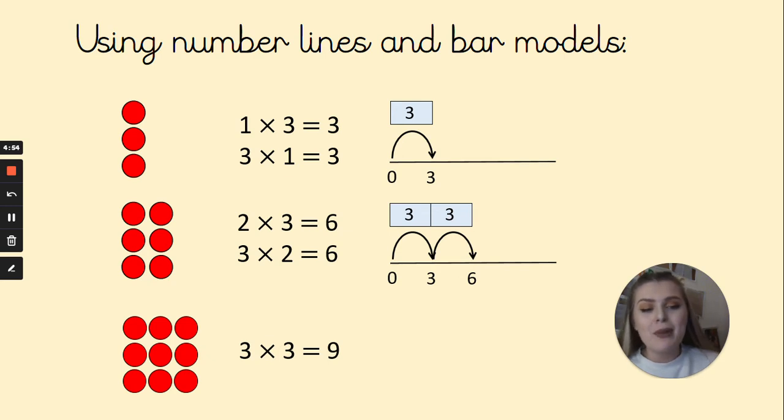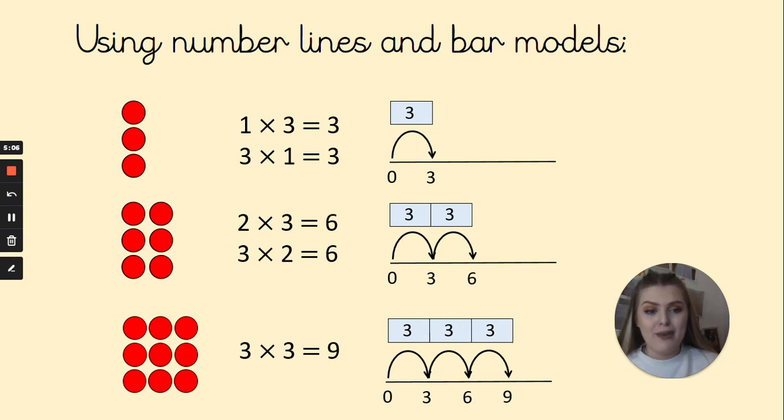If we were going to do this on a number line, we would need to do 3 jumps of 3. So 1, 2, 3. Or we could draw that as 3 bars in our bar model. 3, add 3, add 3.